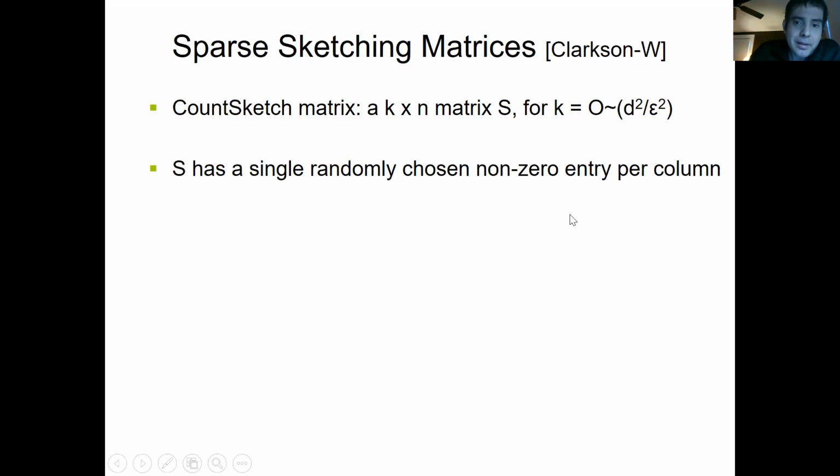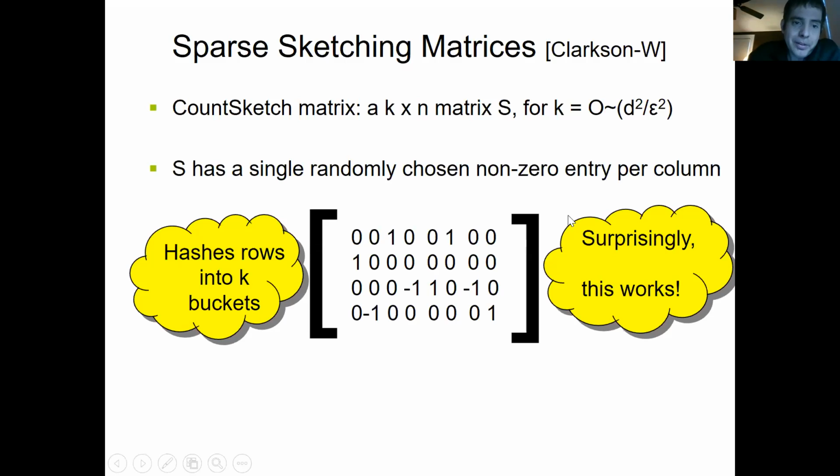And the really important point about this matrix S is that it only has a single non-zero entry per column. Okay, so the way it works is on each column, I uniformly choose the position of the single non-zero entry, and on that position, I put a 1 with probability a half and a -1 with probability a half. Okay, and I do that independently for each of the n columns.